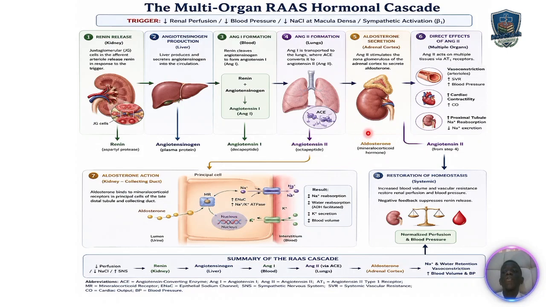Apart from that, it also has an impact on the blood vessels, whereby it leads to arterial vasoconstriction, leading to an increase in SVR and blood pressure. It also leads to venous vasoconstriction, leading to an increased preload and an increased BP. It increases the force of cardiac contractility, and when this happens, this will lead to an increased cardiac output.